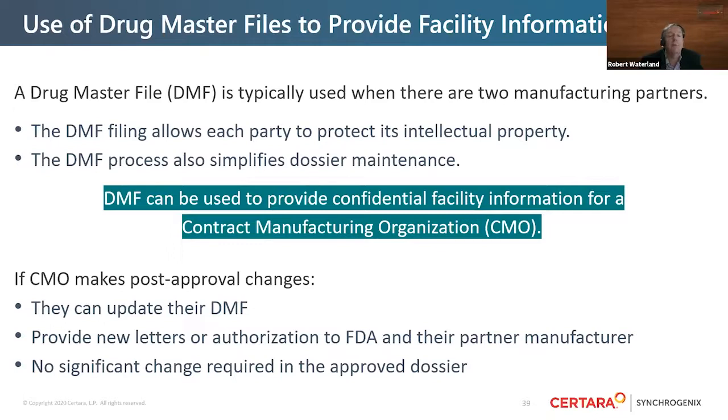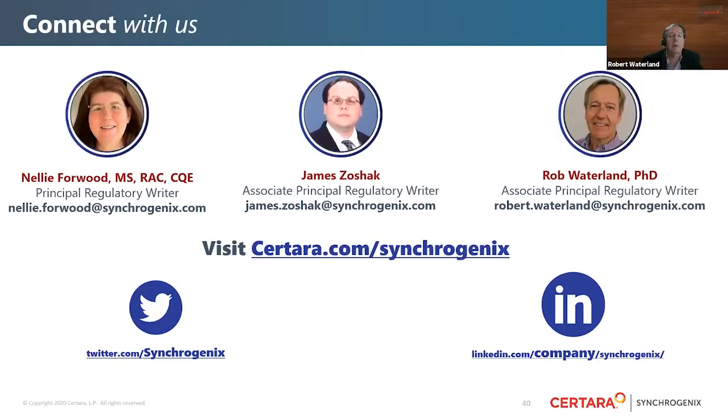So how does that help? So if the CMO makes some post-approval change, they update their DMF, they provide new letters of authorization to FDA and their partner manufacturer. And the partner manufacturer, the market authorization holder, doesn't have to make any significant change at all in their approved dossier. So manufacturers do this, and they probably should do it more often. So I think that's my last slide. And now I think we'll go into the question and answer session.